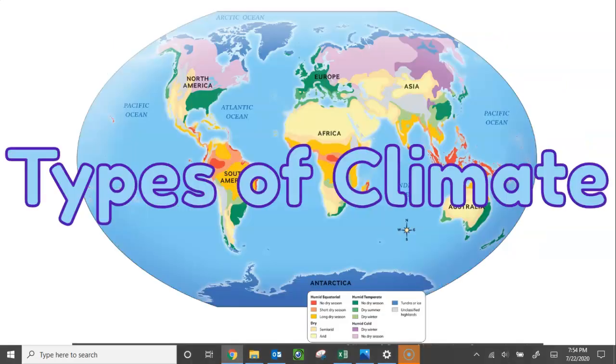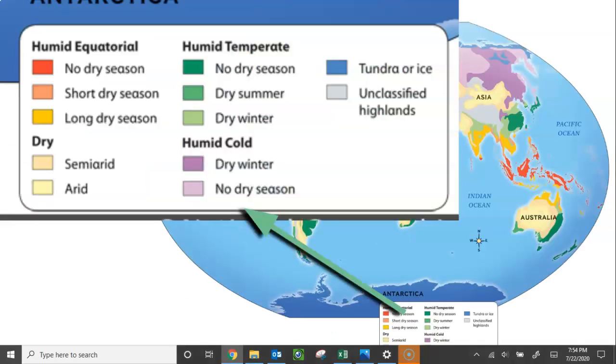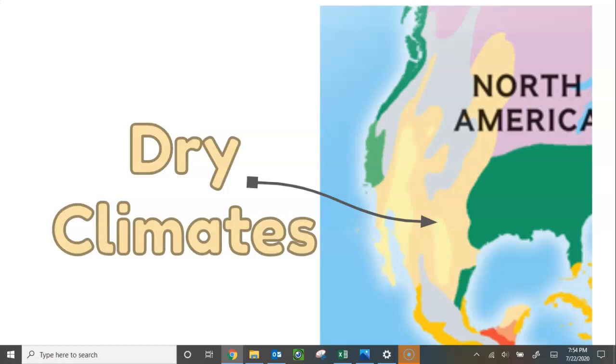All right, so now we're going to look at the types of climate. There's a lot of different names for types of climate. We're not going to get into them all today. You will be doing some later this week, later this unit, and we'll be talking about climate pretty much all year. So, here are some of the types of climate. We have humid equatorial, dry, humid temperate, humid cold, and then you've got tundra or ice and unclassified. Now, these are all general categories. There are definitely more specific climates than just these.